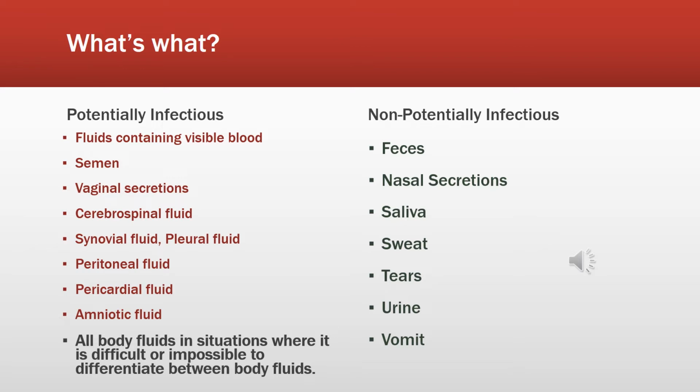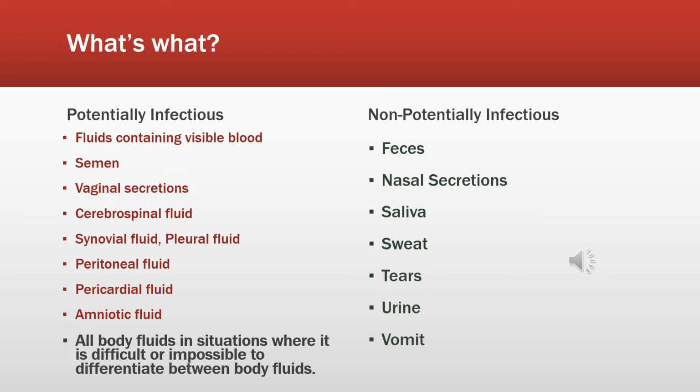Bloodborne pathogens are small infectious microorganisms that live in the human blood, and they can cause certain diseases in humans that we call bloodborne diseases. Bloodborne pathogens reside in materials that we call potentially infectious materials. We say potentially infectious because even if you were directly exposed to this type of material, it doesn't mean that you're automatically going to contract a bloodborne disease.